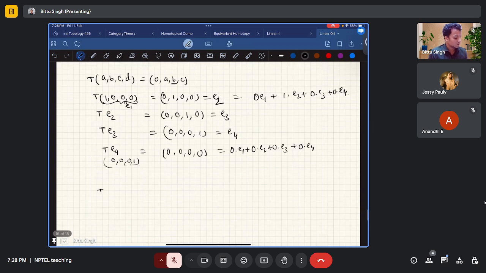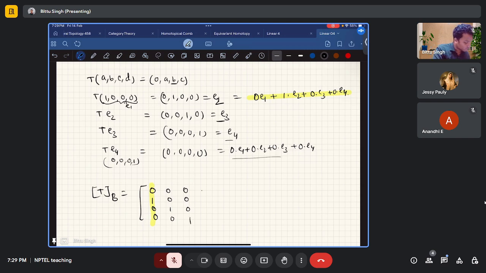So the matrix representation of T with respect to the standard basis: we put those coefficients in the first column. So what are the coefficients? Which is 0 1 0 0. Similarly, here the coefficients will be 0 0 1 0. So 0 0 1 0. Similarly, here the coefficients are 0 0 0 1, and the last column is 0 0 0 0. So the matrix representation of T with respect to the given basis is this.